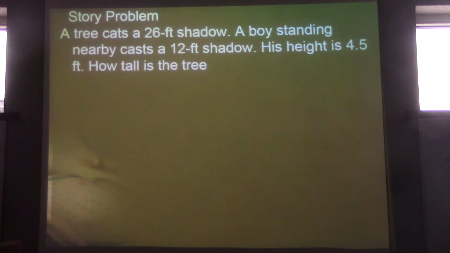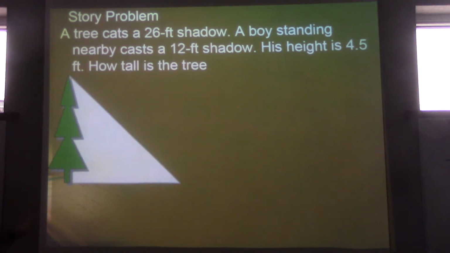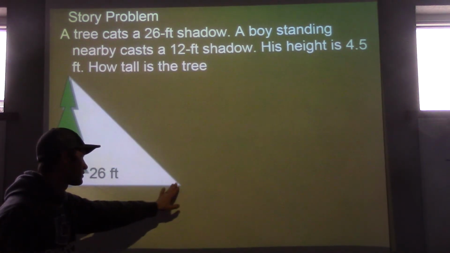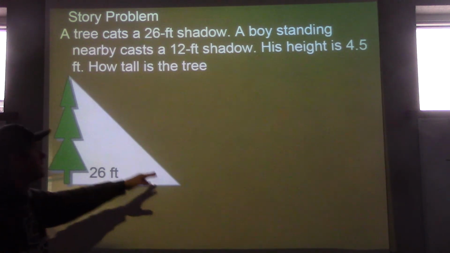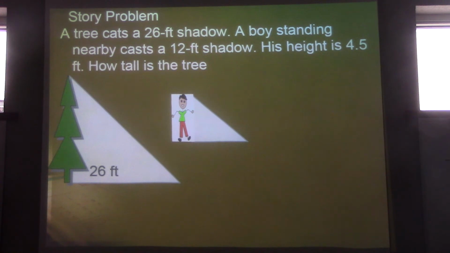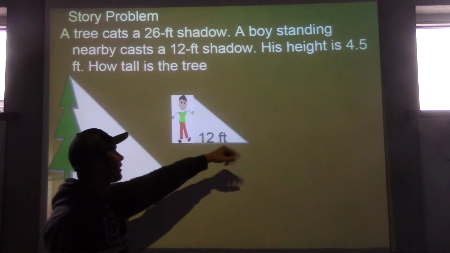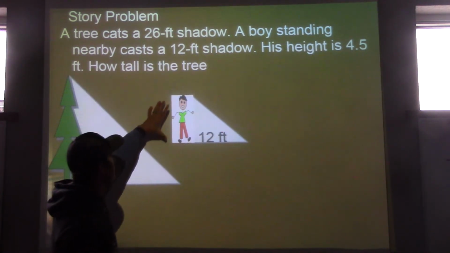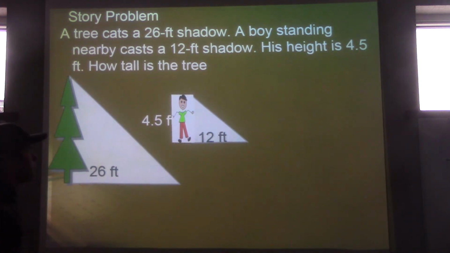Same idea as we go forward. A tree casts a 26-foot shadow. So I just draw that. So this is the shadow on the ground. A boy standing nearby casts a 12-foot shadow. So a boy, 12-foot shadow, right? His height is 4.5 feet tall. We want to know how tall the tree is.